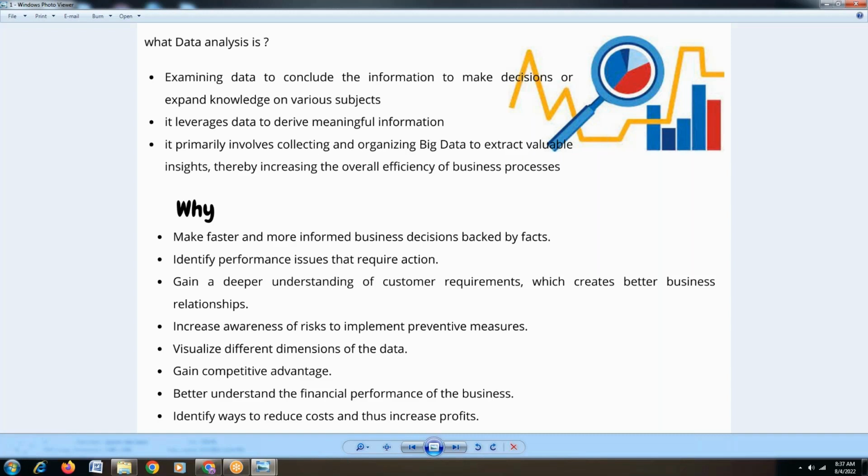Through this, we can identify ways of reducing cost, because there are two things in any enterprise: either you increase your profits so that you will be happy, or else, if increasing profits is not possible, at least minimize the cost, minimize the operational cost.